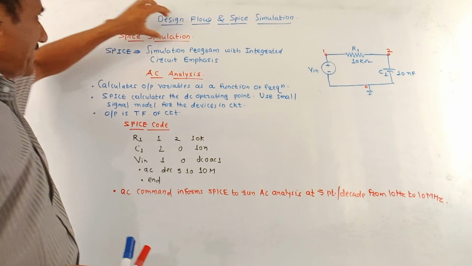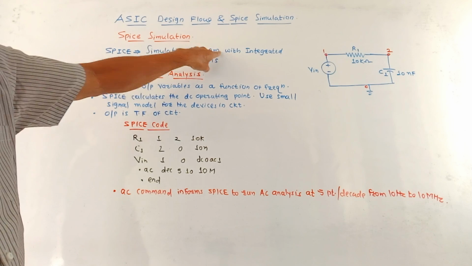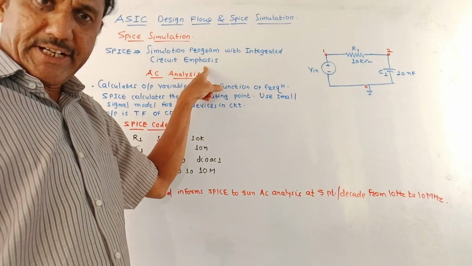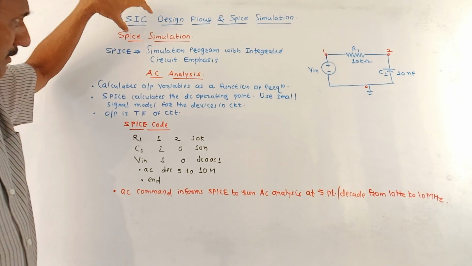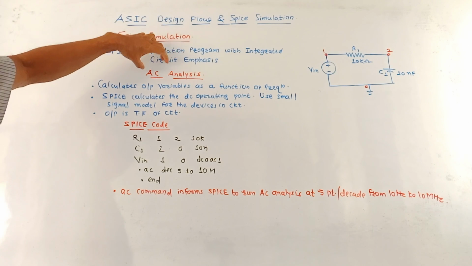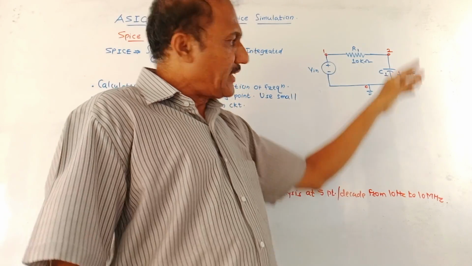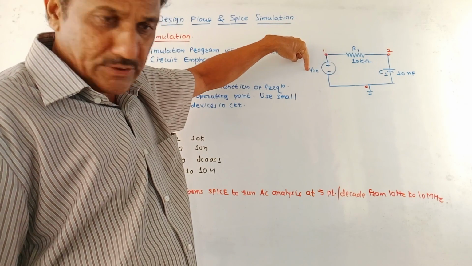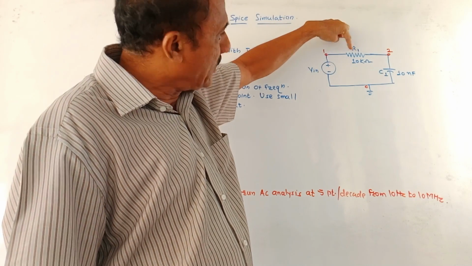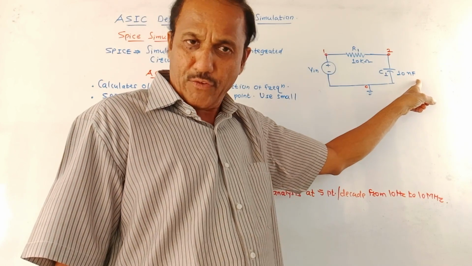Next part is SPICE simulation. Basically, SPICE means simulation program with integrated circuit emphasis. As an example, we'll discuss how to do the SPICE simulation for AC analysis. We are considering a simple RC circuit which consists of one voltage source, DC voltage source Vin, then resistor R1 whose value is 10 kilo ohm, and capacitor C1 whose value is 10 nanofarad.